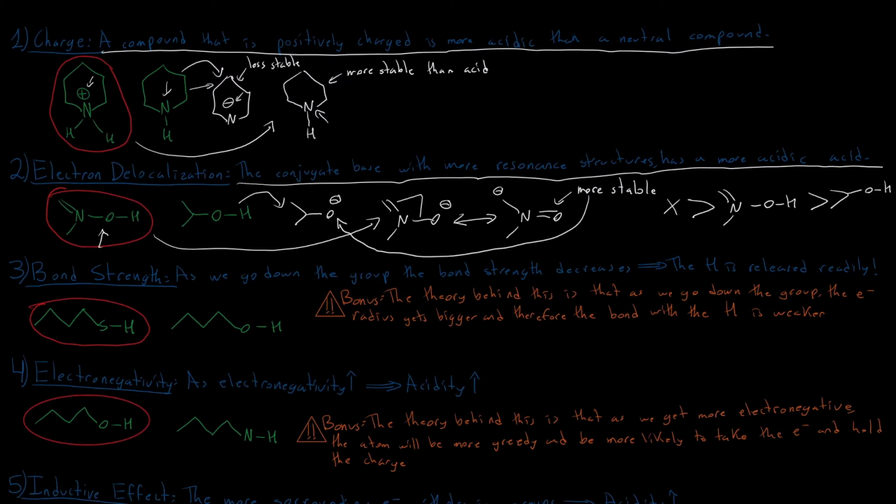But our third rule, bond strength, states that as we go down the group, the bond strength decreases, therefore the H is released more readily. What does this mean? Well, the theory behind this is that as we go down a group, the electron radius gets bigger and bigger. And what this means is that there's a weaker interaction between the atom and the hydrogen.